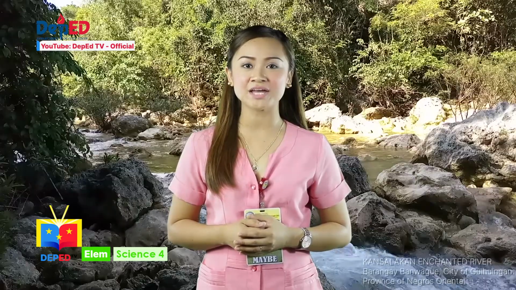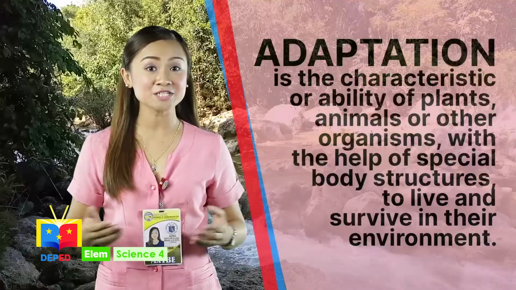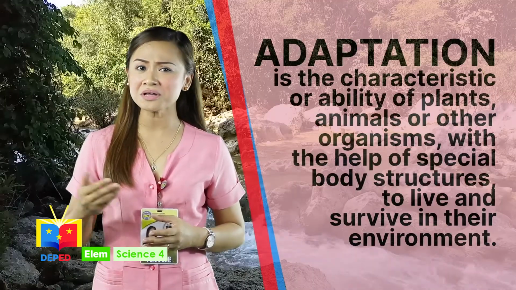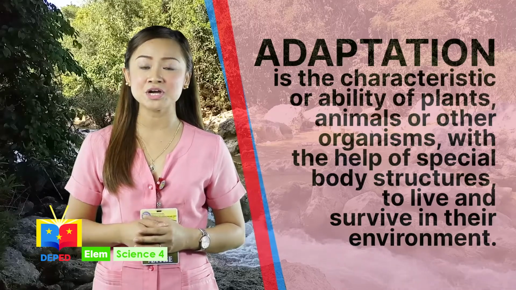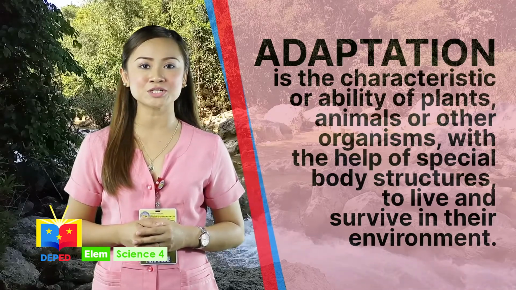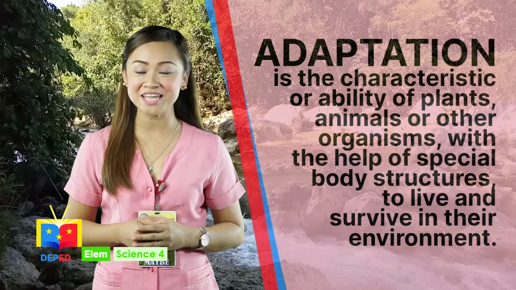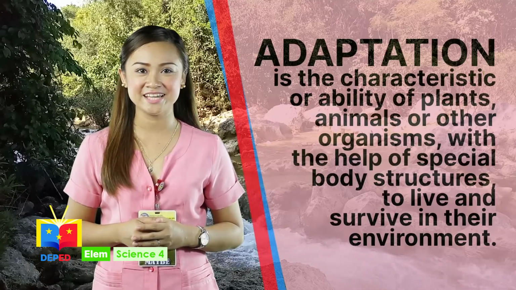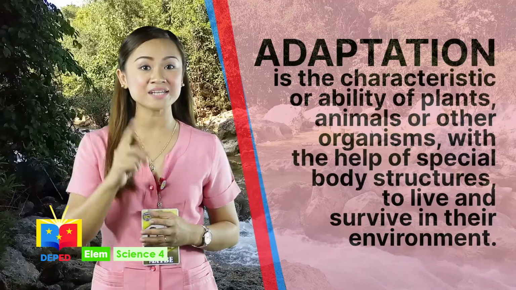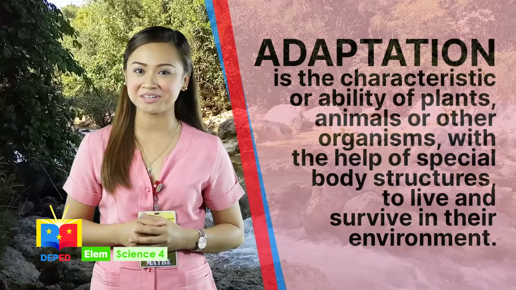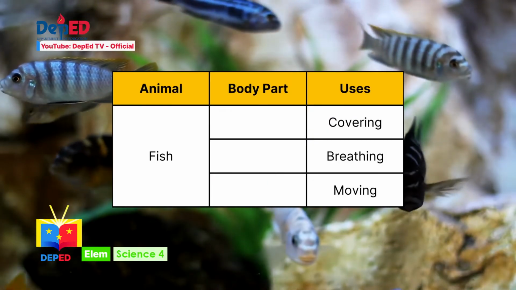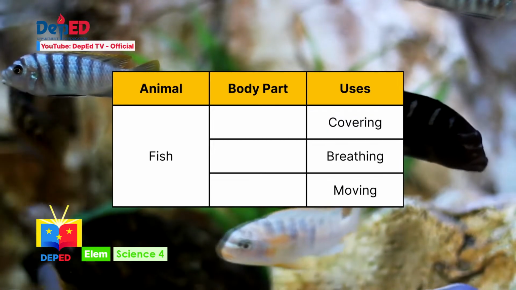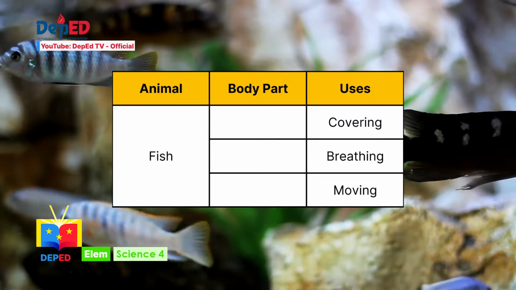Animals have different ways to survive and adapt to their habitats. Adaptation is the characteristic or ability of plants, animals, or other organisms with the help of special body structures to live and survive in their environment. Let us learn about how aquatic animals adapt in water. Observe the fish in the aquarium. Identify its body parts used for covering, breathing, and moving.